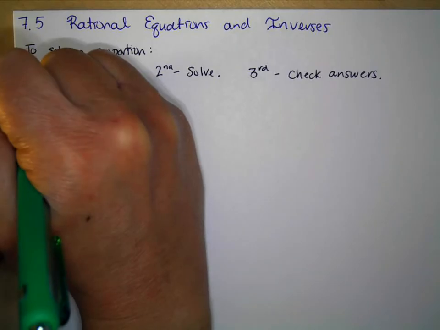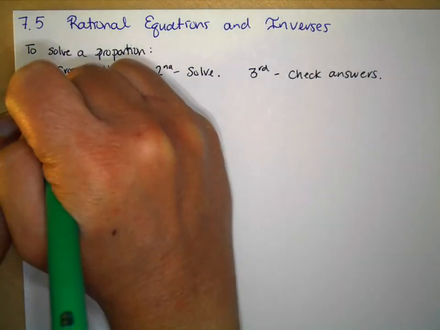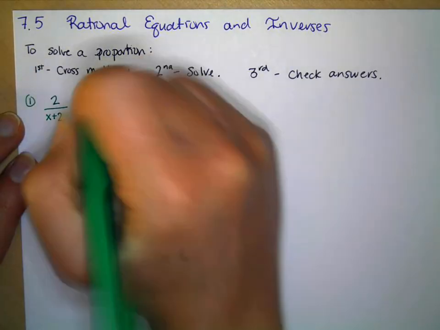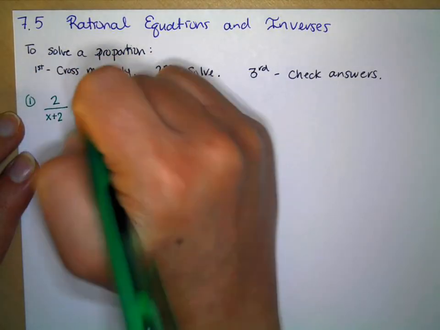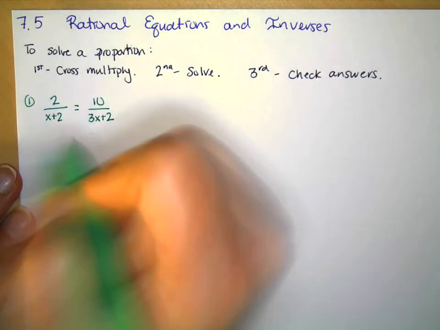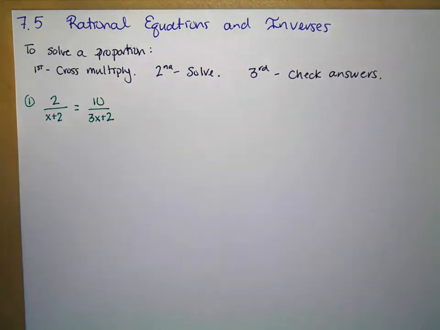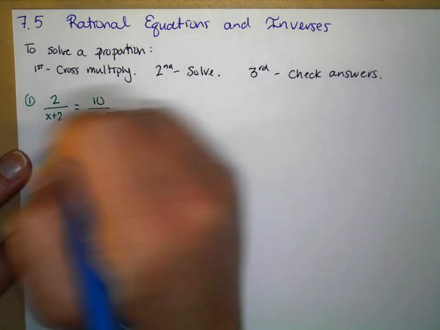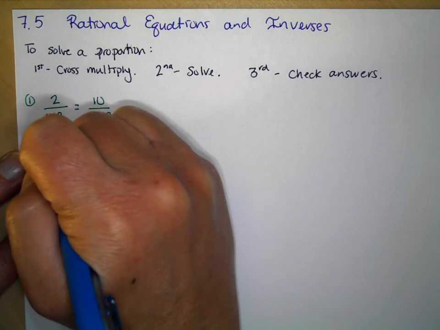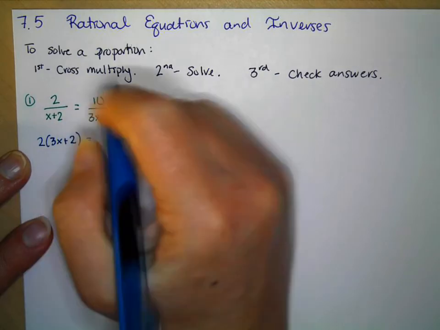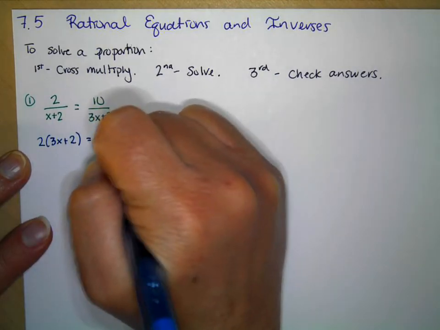So for our first example, let's solve 2 over x plus 2 is equal to 10 over 3x plus 2. So first step, we're going to cross multiply. Okay, so we're multiplying the diagonals. So our first diagonal, we have 2 times 3x plus 2 is equal to, we're going to multiply our second diagonal, so 10 times x plus 2.